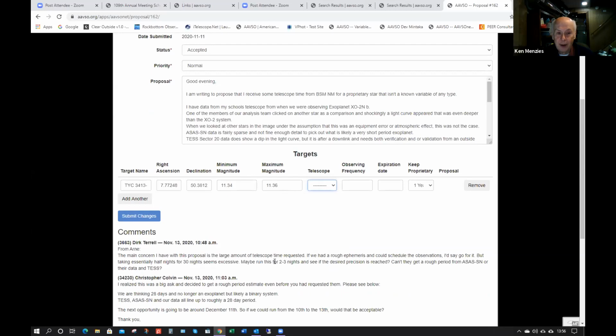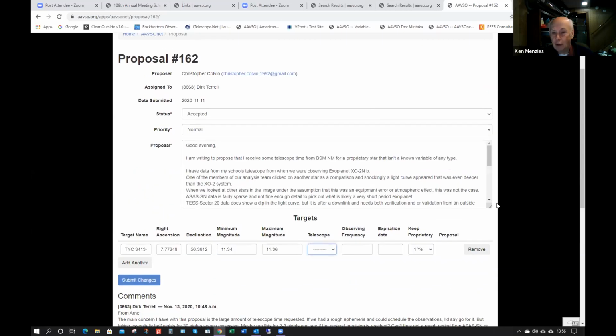And you'll see there is a written proposal. This is effectively what you will write as a proposer. "I'm writing to propose that I receive some telescope time from BSM New Mexico for a proprietary star, there isn't a known variable of any type. I have data from my school's telescope." So this is an educator who wants to get more information so he can have his students study the star. That's an excellent reason in our mind now for proposing something.